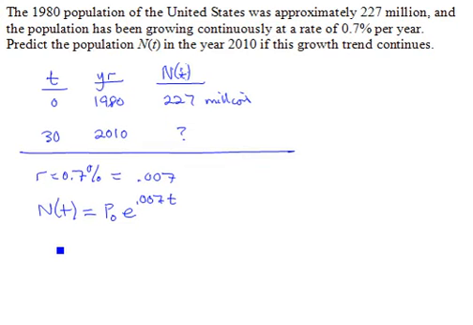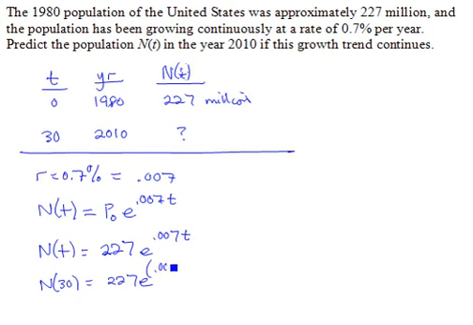Filling in the values that we know, our function is N of t equals 227. We'll remember that this N of t is in millions, so I'll just leave it as 227, times e to the 0.007 t. Now, we're asked for the value when t is 30, so we need N of 30, which is 227 e to the 0.007 times 30, and we can grab a calculator and compute the value of that.